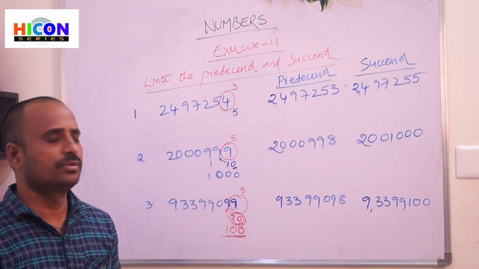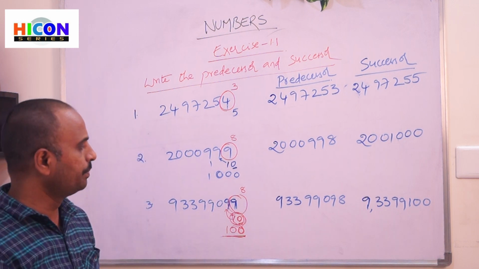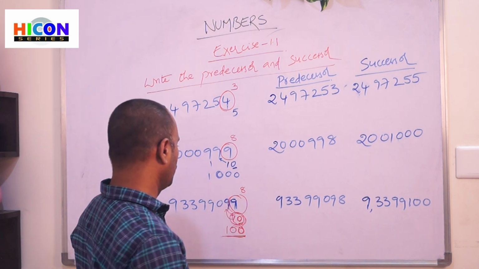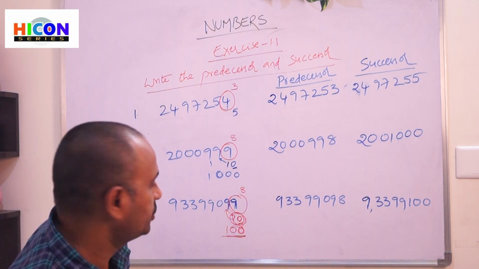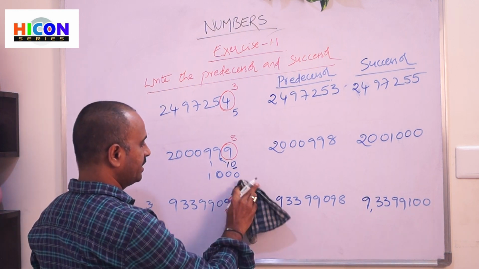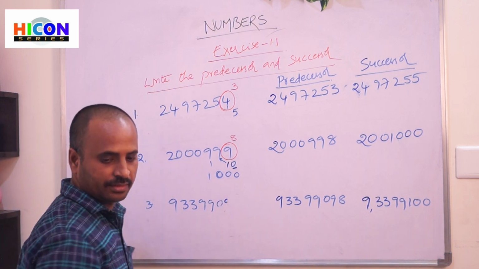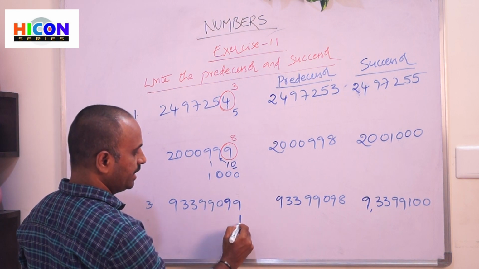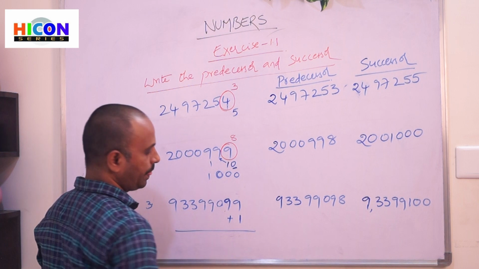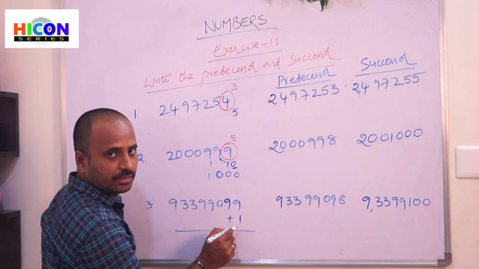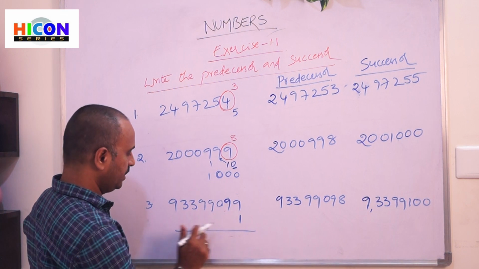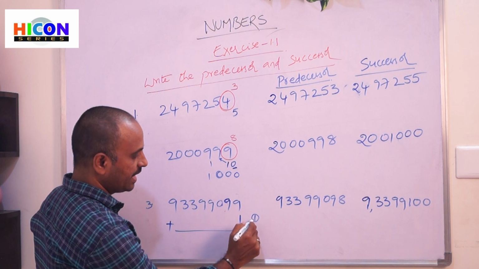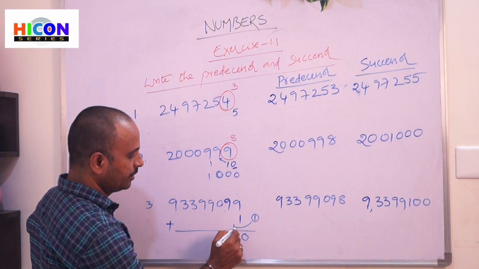So children, if you get confused, simply add 1 in your rough work. If you add 1, we will understand this problem. So how to get a successor? Write 1 here and add 1. So 9 plus 1 is 10. So write 0 here, and 1 is carried to the tens place.